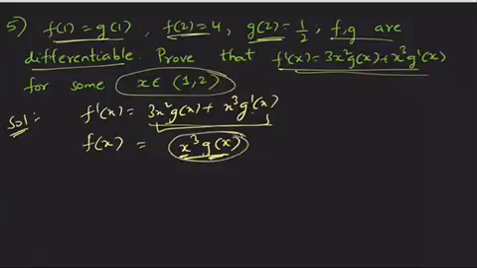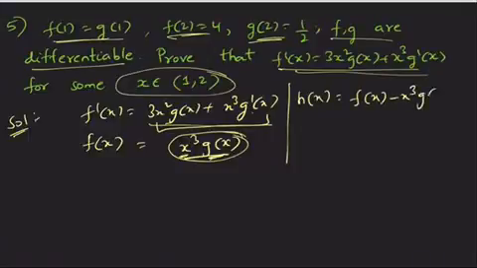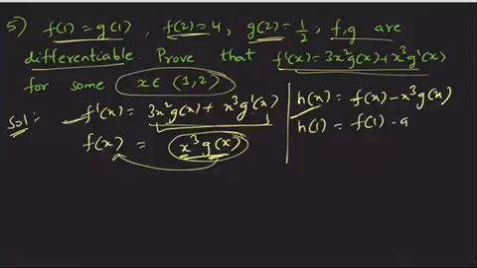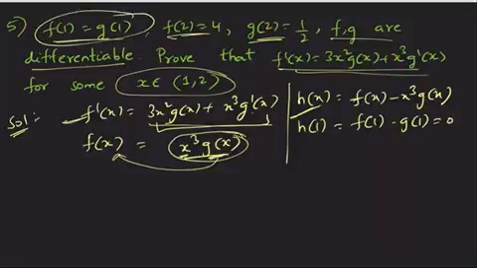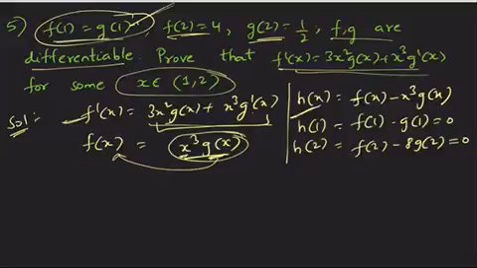So now I will assume a new function h of x, which is nothing but f of x minus x cube times gx. What I have done is integrate this function and then bring all the terms to one side of the equation. So this is my new function hx. Now I will try to apply Rolle's theorem on hx. So let us check h of 1. h of 1 is f of 1 minus g of 1, which is 0, since it is given to me that f of 1 is g of 1. And let us check h of 2. h of 2 is f of 2 minus 8 times g of 2, which is again 0. If I plug in the values given to me, I would get this as 0.